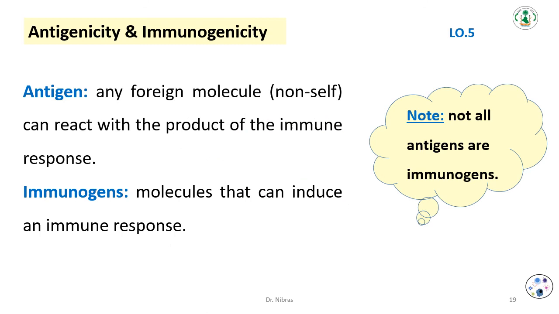Antigenicity and immunogenicity. Antigen: any foreign non-self molecule that can react with the product of the immune response. Immunogens: molecules that can induce an immune response. There's a very important note that not all antigens are immunogens. That means not all antigens can stimulate the immune response.